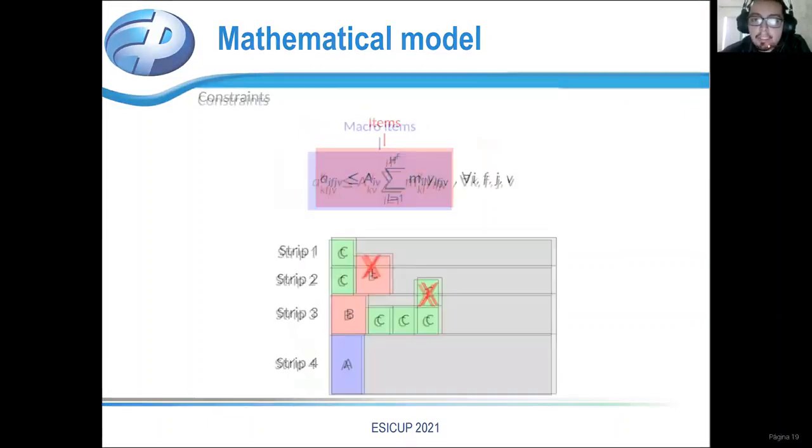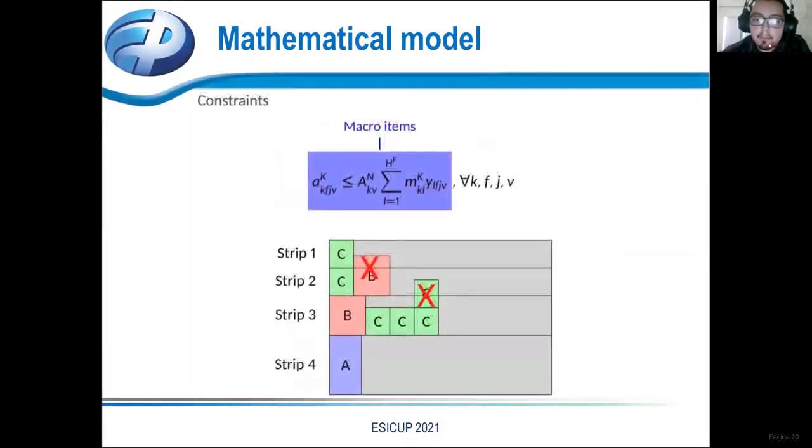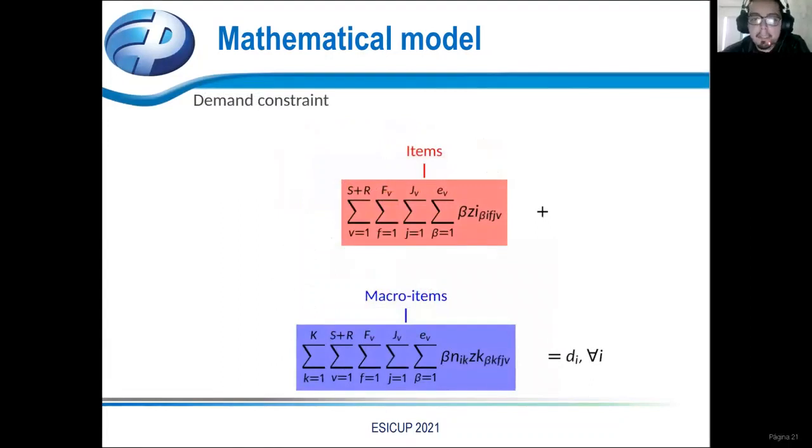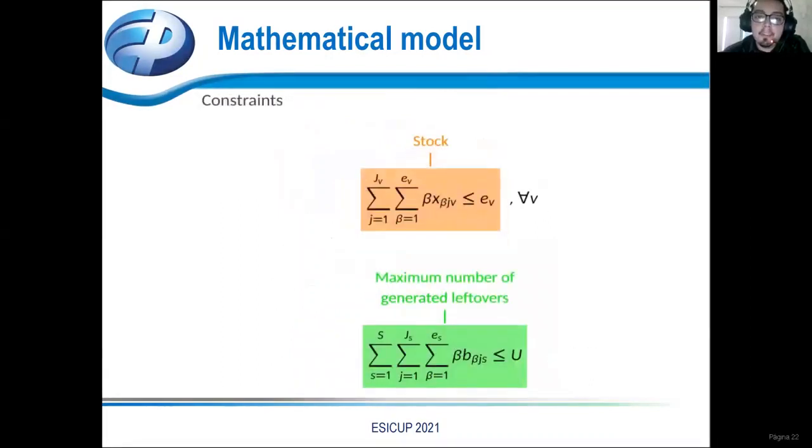One constraint for items and another for macro items. We have the demand constraint, stock constraint, and this constraint limits the maximum number of generated leftovers. So this is a very important parameter, capital U, that indicates the maximum number of leftovers that can be generated for each problem.